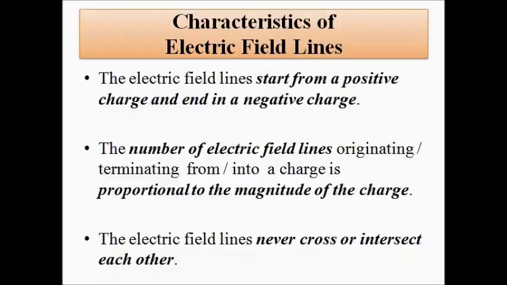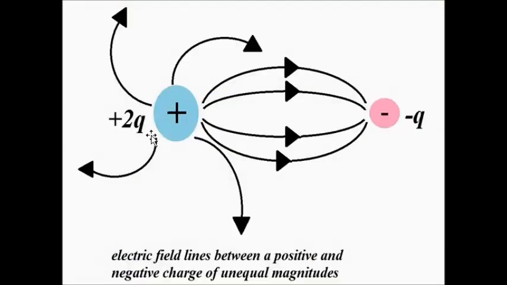Now the second property states that the number of field lines is proportional to the magnitude of the charge. So here the positive charge is twice the negative charge. So as per that property, the number of field lines starting from this positive charge should also be twice that of the number of field lines terminating at the negative charge. So let us see, the number of field lines originating from this positive charge are 1, 2, 3, 4, 5, 6, 7, 8. 8 lines are originating from this positive charge.